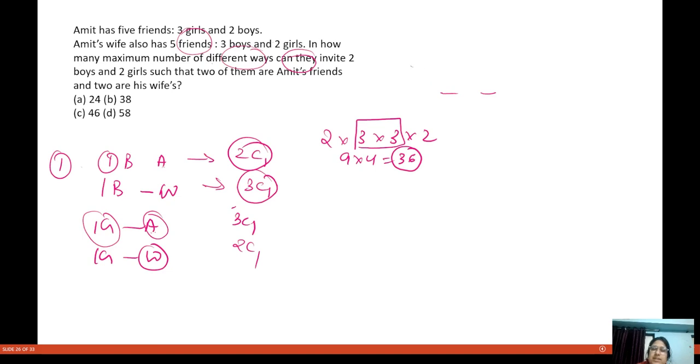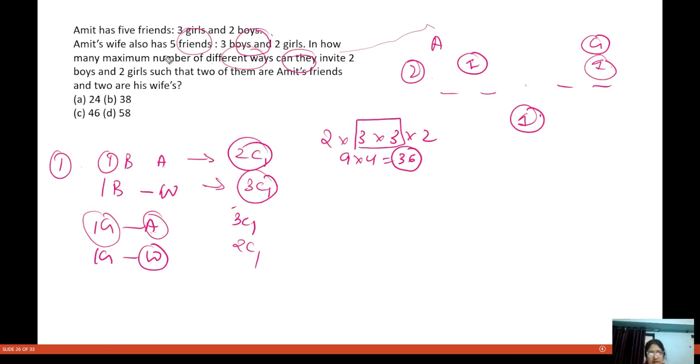So now, second condition, I am inviting both the boys from Amit and both the girls I am going to invite from Amit's wife. Okay. So when I am inviting both the boys from Amit, that can be done only in one way, because two boys are there, I can invite them in only one way. Then I am left with both the girls from Amit's wife's friends. So this can be done in only one way. So there is only one way of doing this, that both the boys from Amit's friends come and both the girls from the wife's side are coming. Okay, so this is one condition.